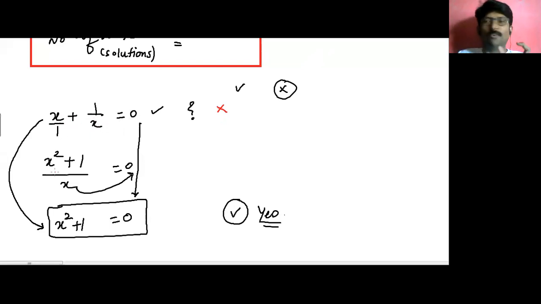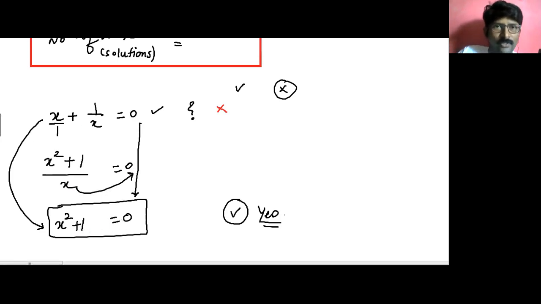x into x will become x square plus 1 into 1 will become 1. The whole thing has denominator 1 into x, and that's equal to 0. Now if we shift this x to the other side, it will become 0. So x square plus 1 is the standard form of the quadratic equation. So x square plus 1 is a quadratic equation.